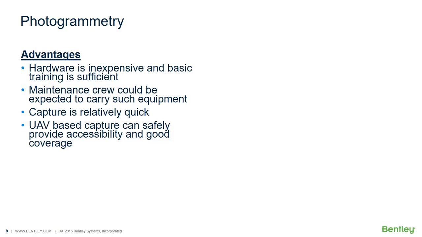UAV-based capture can safely provide accessibility and good coverage. So I'm going to show you some samples of a railroad project. Now, you could use a laser scanner to do the entire rail project. It is important for rails to be very accurate when they're doing their design to it. That being said, it also costs a lot if you want to cover the entire scene, and maybe you don't need that. So you could use a drone or an unmanned aerial vehicle that could use photography to capture your entire site, and then you could just focus on your areas of concern with the scanner.